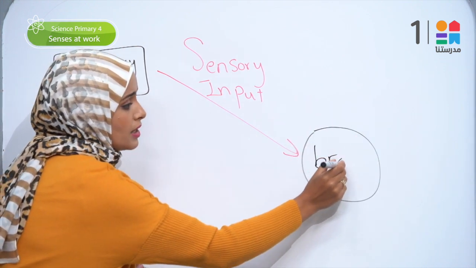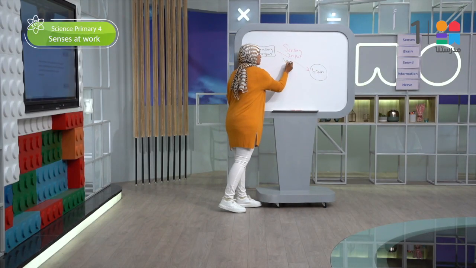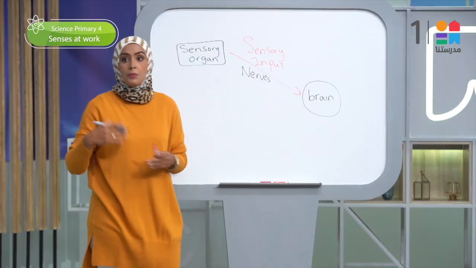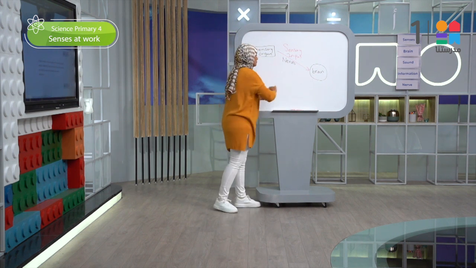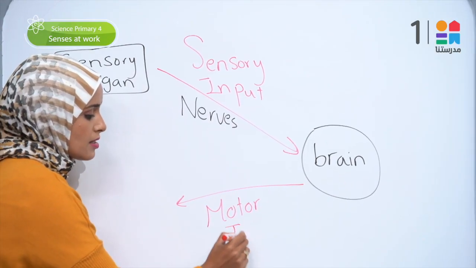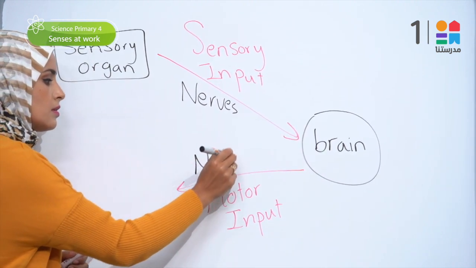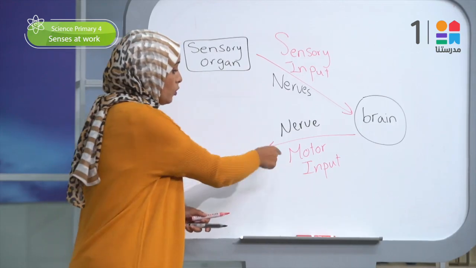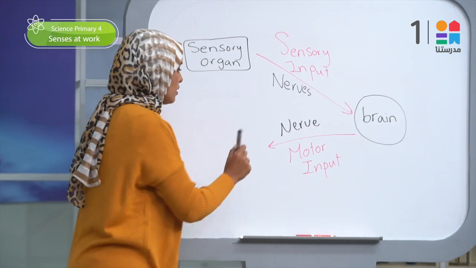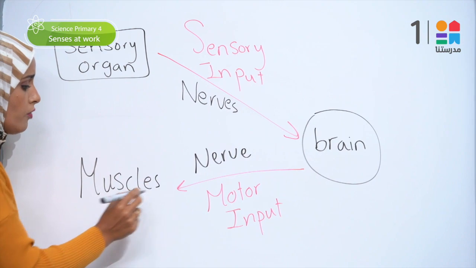طيب السنسوري input اللي رايحة البرين هتروح جوه ايه؟ It will move inside nerves. The brain will start processing information يعني هيبتدي يترجم المعلومة and will produce motor input. The motor input also will move inside a nerve. And this motor input will go to any body organ. For example, I will take the body muscles as an example of this organ.